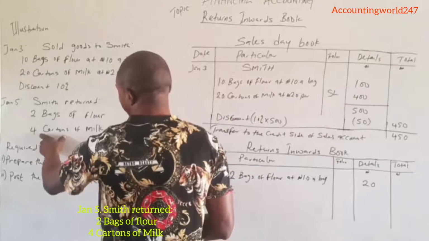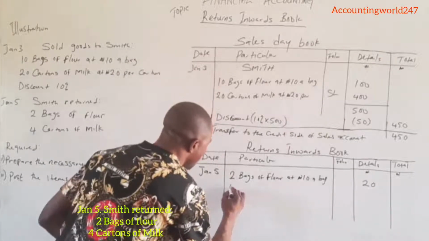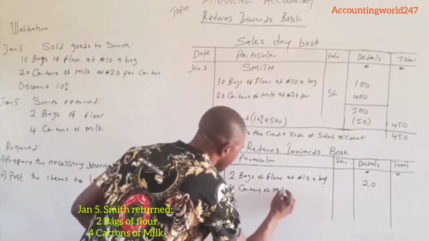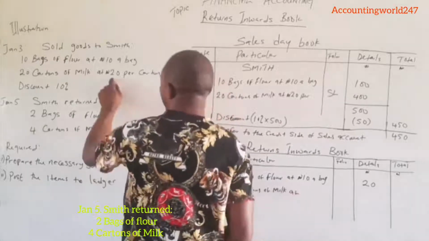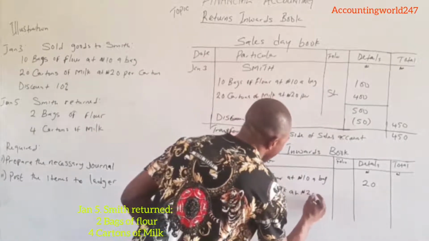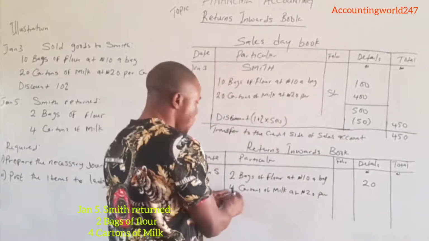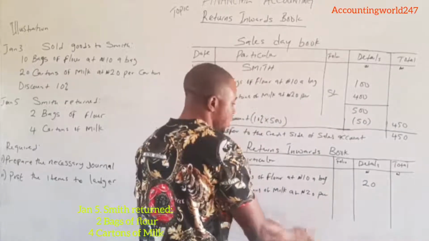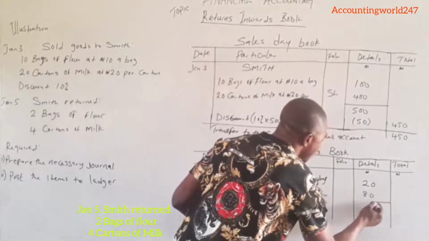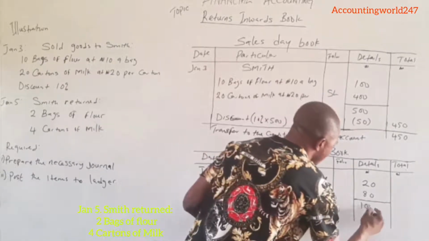Then the second return here is 4 cartons of milk. Now, let's look at this. We have 4 cartons of milk at the same price, which is 20 naira. So we have at 20 naira per carton. Now, this will be 4 multiplied by 20, that will be 80 naira. Now, the total return will be 100 naira.